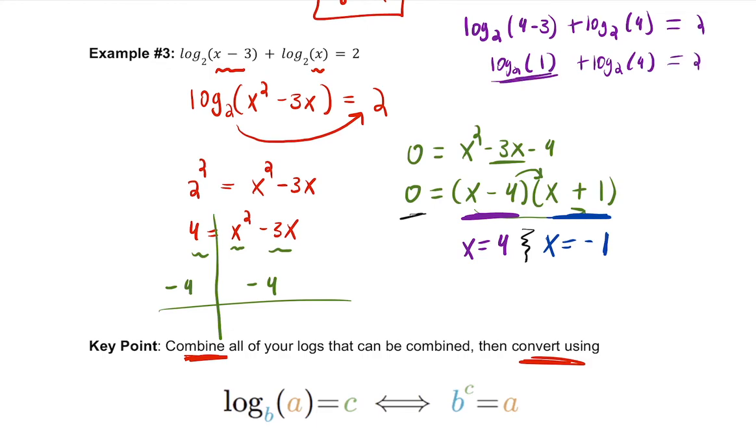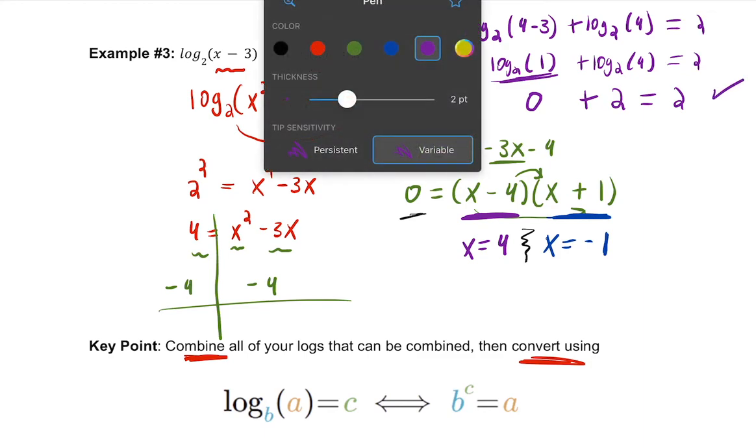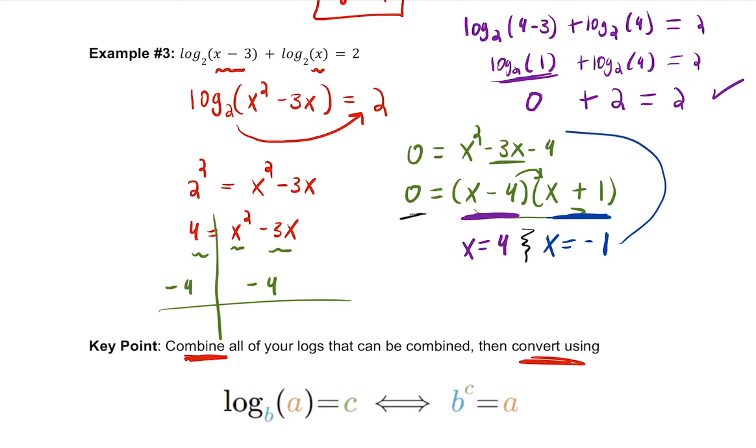Well, this is saying what power of 2 is 1? 2 to the 0 power is 1. 2 to the second power is 4. Yeah, 0 plus 2 equals 2. Good.